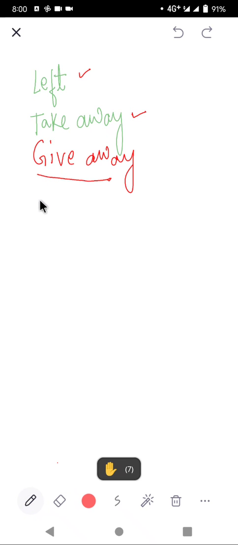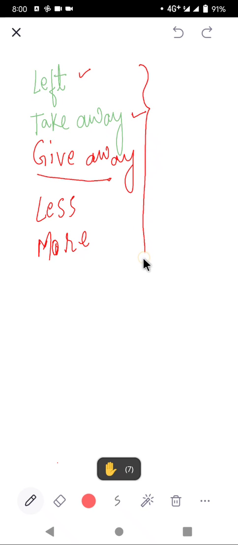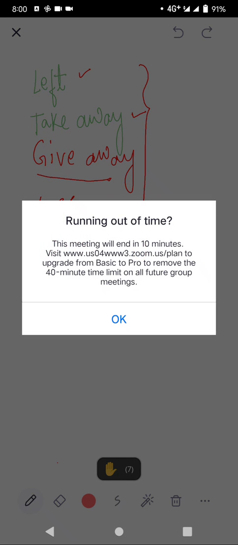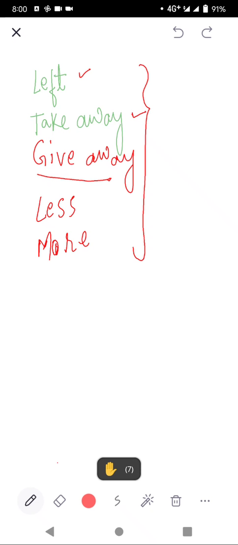Less and more, you can write in your notebook also, to remember these points. You have to remember all these clues. These are the clues by which you can understand that you have to do subtraction in a particular question. When the question is asking how many left, then you need to perform subtraction. When you take away something, then also you have to subtract.